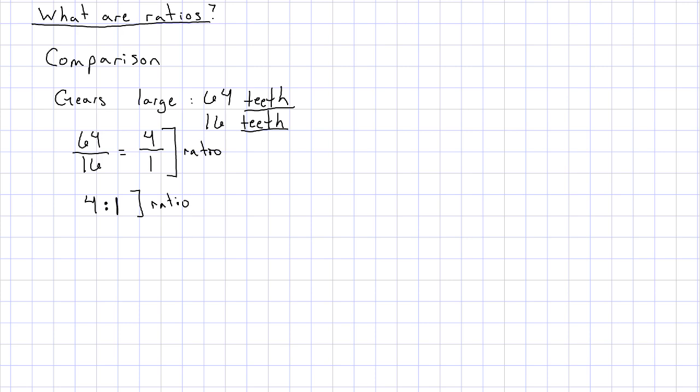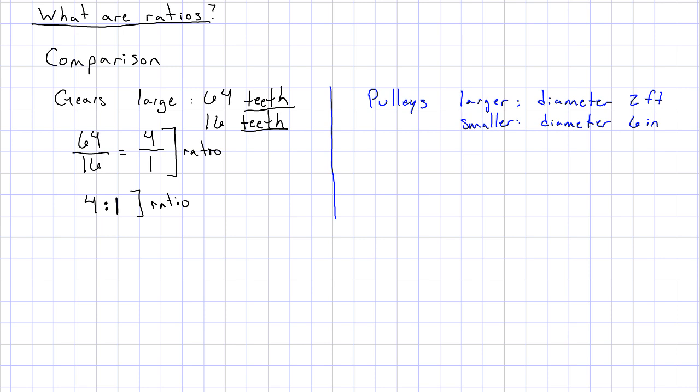Let's consider another example where we actually have a more traditional unit. Let's say I have two pulleys. Maybe it's part of a component here and there's a belt that connects the two. Let's say that the larger one has a diameter of 2 feet and the smaller one has a diameter of 6 inches. I cannot write this as a ratio.